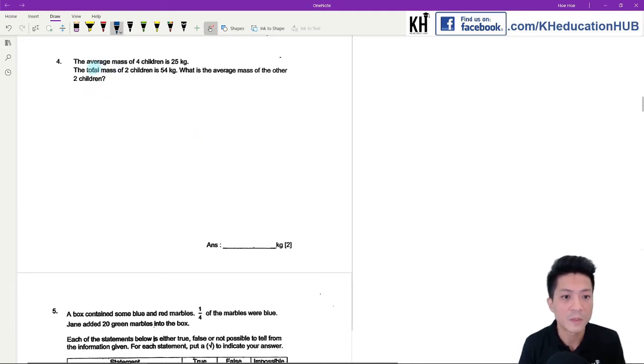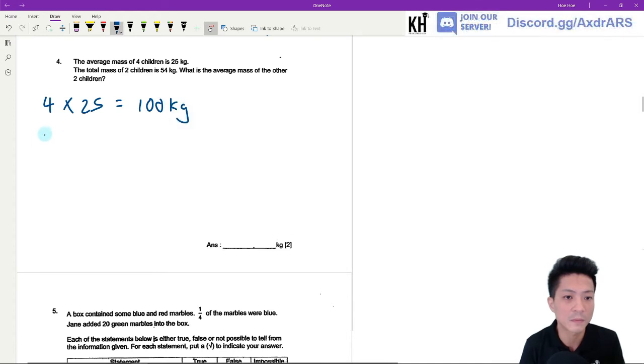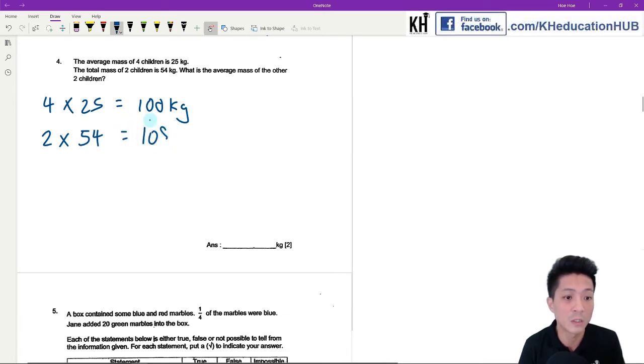Question 4. The average mass of 4 children is 25 kg. The total mass of 2 children is 54 kg. What is the average mass of the other 2 children? We're going to find the total of the 4 children first. So 4 times 25 is going to give me 100 kg. Next, we're going to find the total of the other 2 children. 2 times 54 will give me 108.